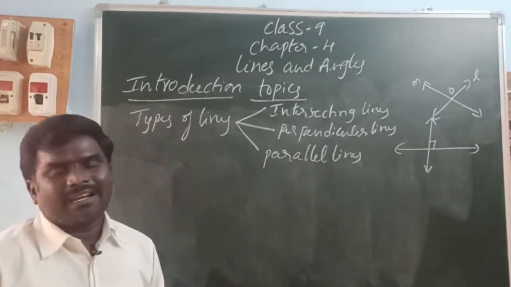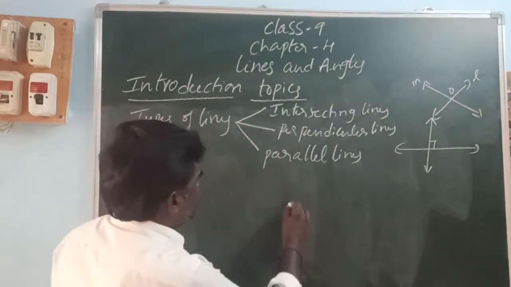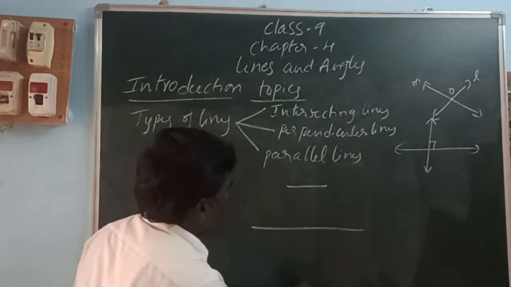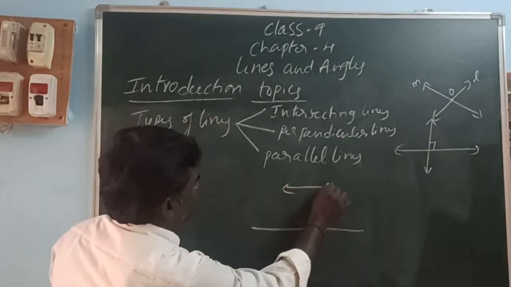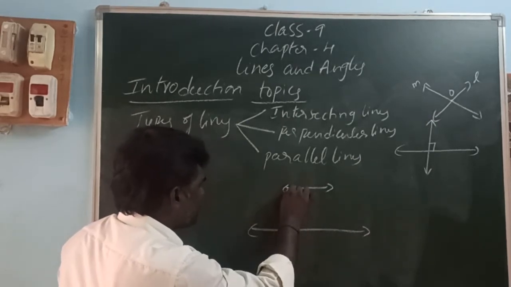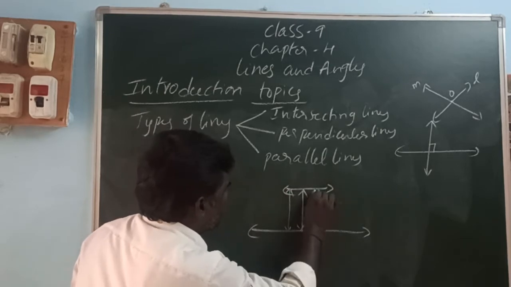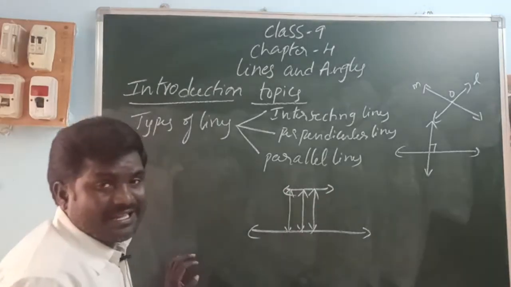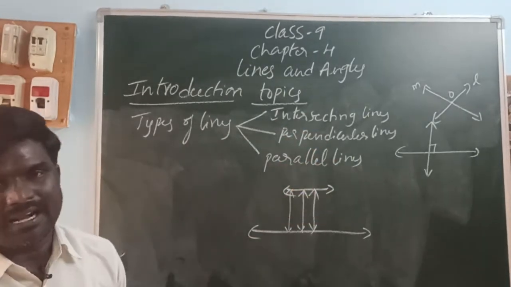Next, parallel lines. What are parallel lines? The distance between any two lines is the same. Between the two lines, how much distance is there? The distance between the two lines is the same everywhere. Those lines are called parallel lines. They do not intersect anywhere.